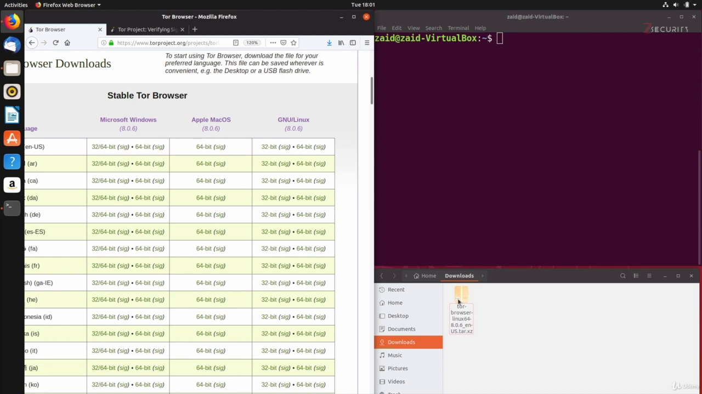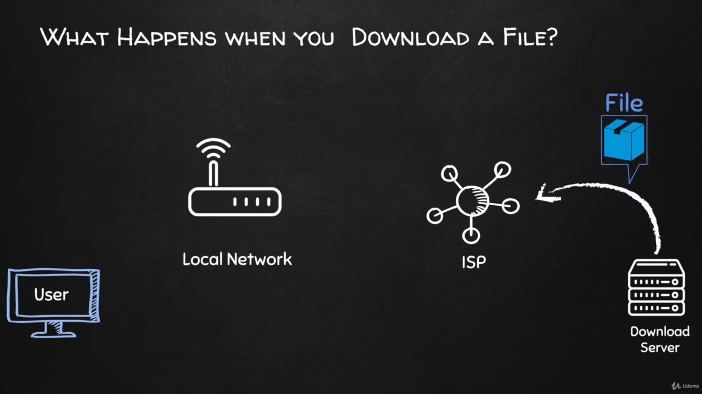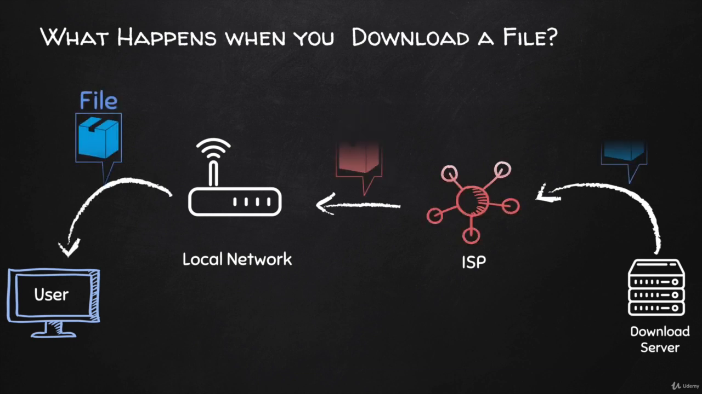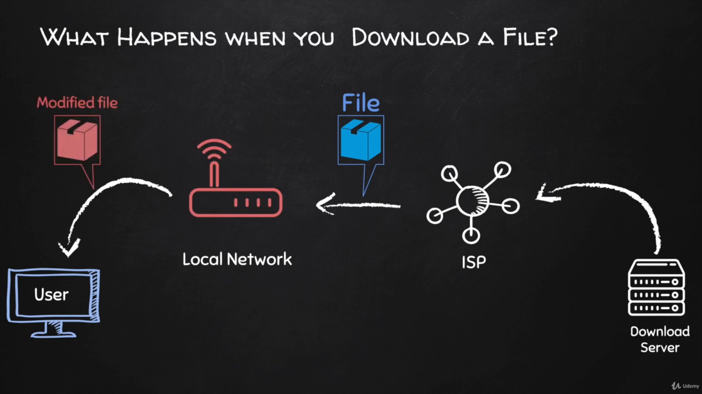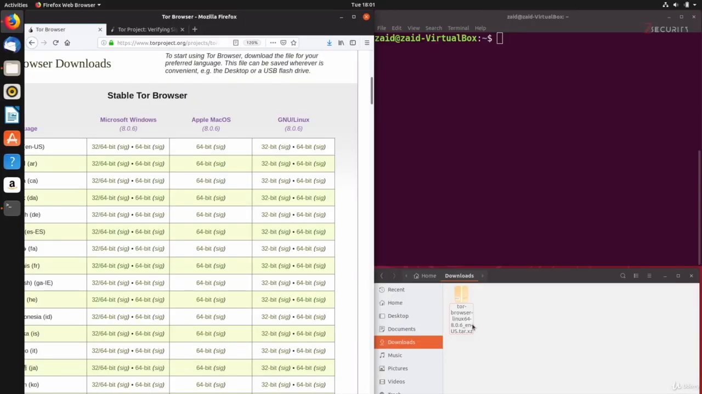But before doing this, it's a really good idea to verify that the file that we just downloaded right here has not been modified as it was being downloaded. Because when you download something from the internet, it passes through a number of nodes and it can actually be modified by your internet service provider, by your network admin, or even by hackers if they manage to intercept the connection. So, what I want to do right now is verify that the file that I just downloaded did not get modified as it was being downloaded from the Tor website.